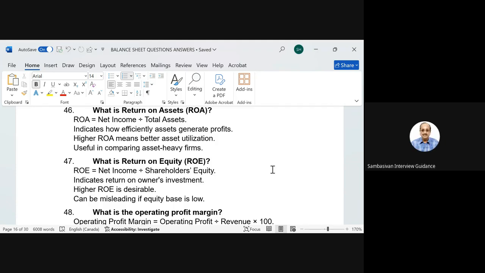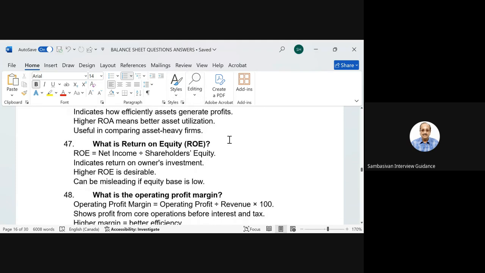This type of questions they do ask, but instead of explaining in words, if you tell ROA is equal to net income divided by total assets, then it is indicating efficiency of assets generating profit. It is easy to explain rather than explaining in very different words. So that is why I liked this.